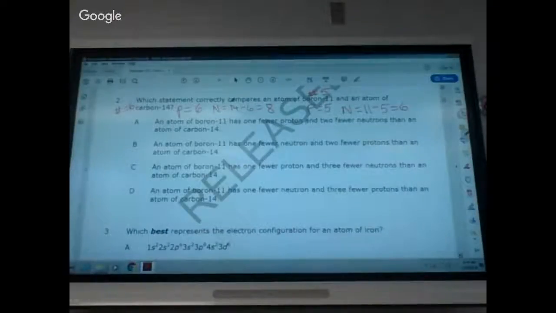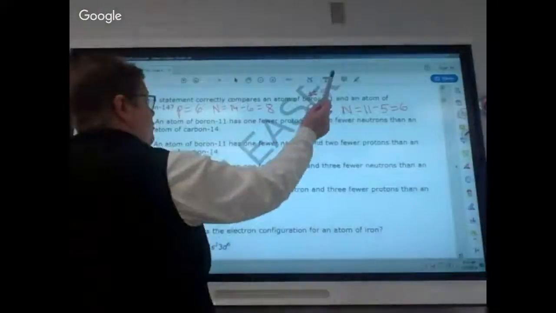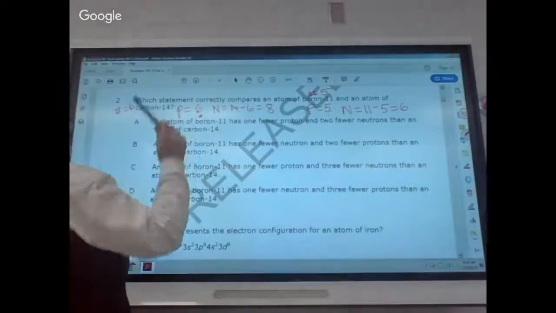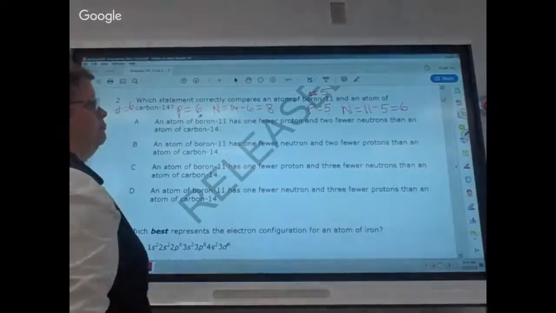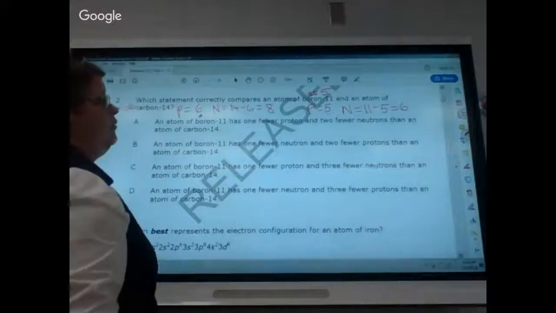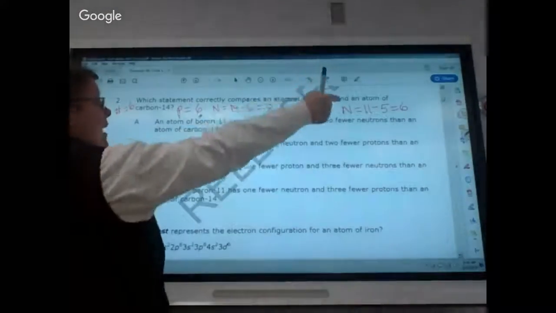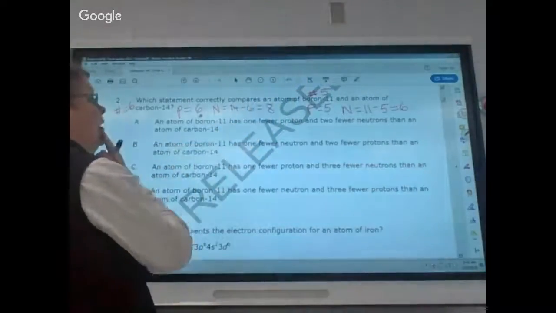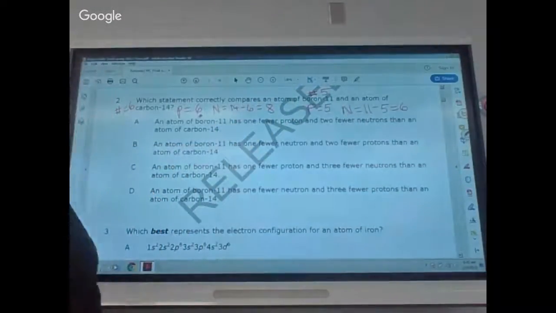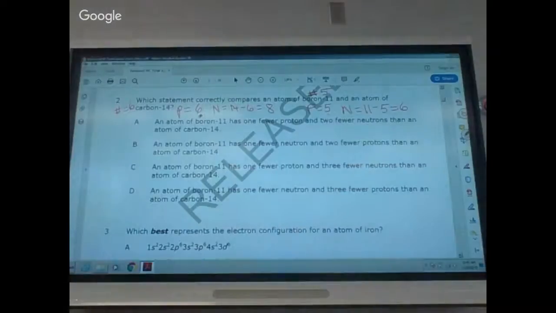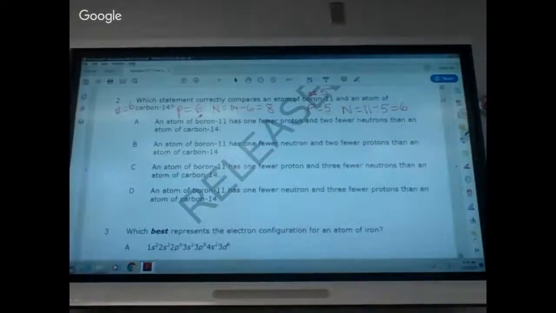Now that we know the protons and the neutrons, we can read our answer choices. An atom of boron 11 has 1 fewer proton. Boron 11 has 5 protons and carbon 14 has 6 protons. Does it have 1 fewer? Yeah. Has 2 fewer neutrons. We have 6 neutrons, 8 neutrons. Does it have 2 fewer neutrons than an atom of carbon 14? Yeah, that looks like the answer.